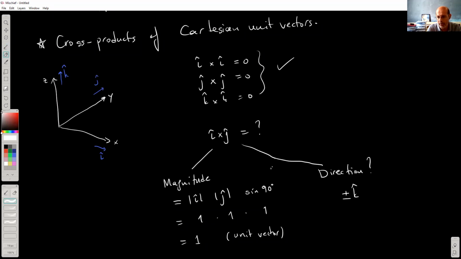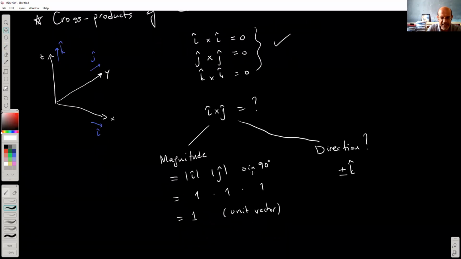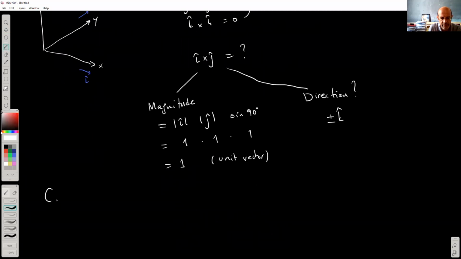I cannot answer this question without knowing in which way the z-axis is drawn, right? In any case, we make a convention here. We choose the z-axis in such a way that plus K is the correct answer. So that's the convention.